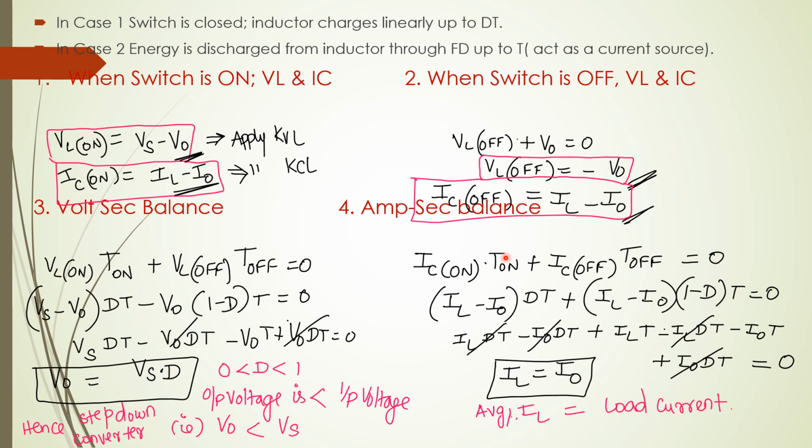And ampere second balance is again multiplying current into time. IC on into T on plus IC off into T off is equal to 0. Substituting the IC on and IC off values from the previous equations in this, we'll get IL at last equal to I naught. So average IL is equal to the load current.